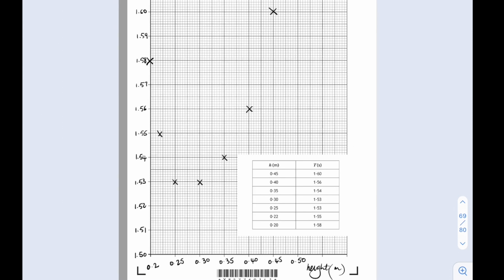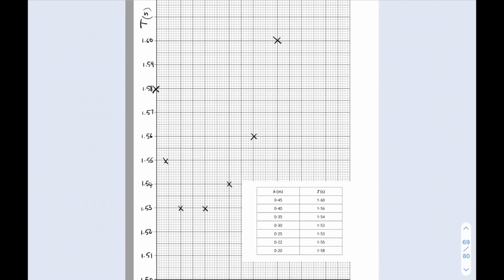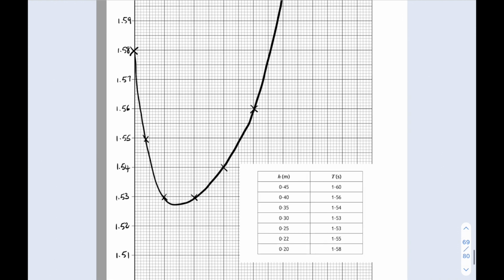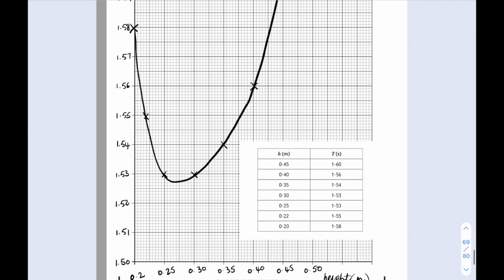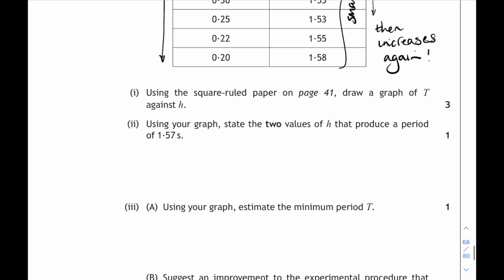It's obviously a curve. Let's zoom out and we have to join all these points up. Best fit curve. So, and you want to be going through as many of the points as you can. There we go. 3 marks. 1 for the labels and the units, 1 for the scales, and 1 for plotting the points and the line.